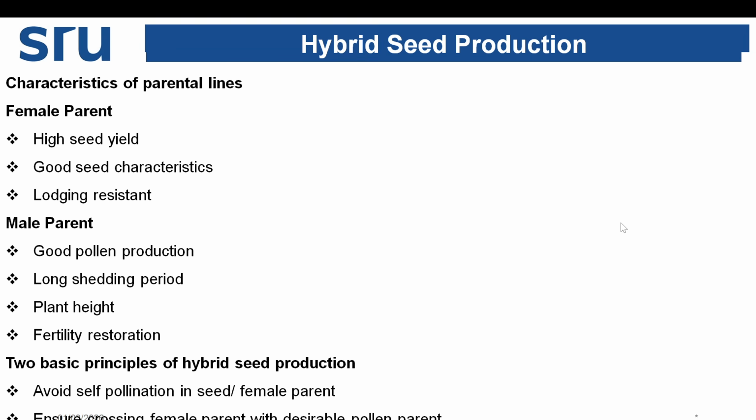Then the basic principles of hybrid seed production. There are two basic principles. First, you need to avoid self-pollination in the seed or female parent. Second, you need to ensure crossing of the female parent with the desirable pollen parent. No blind crossing. You need to cross the female parent with the desirable pollen parent only. Right?